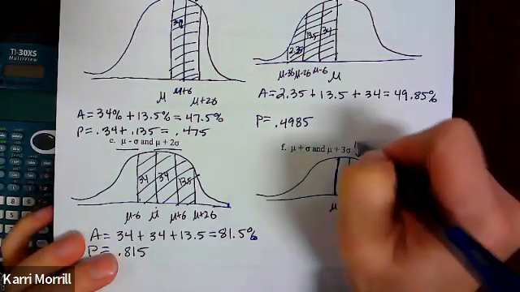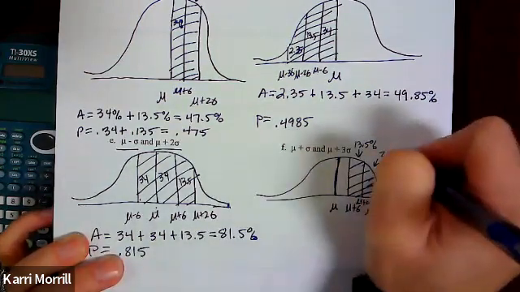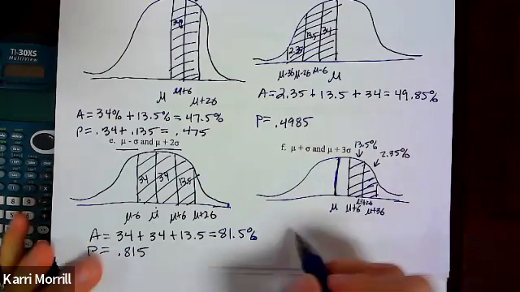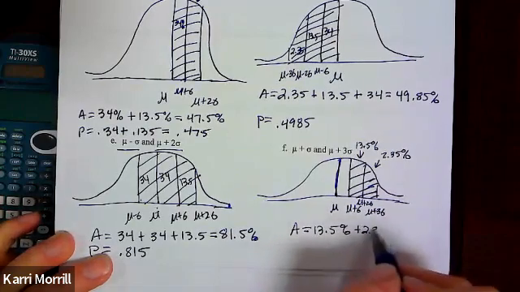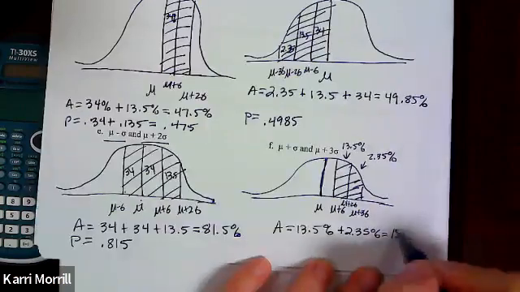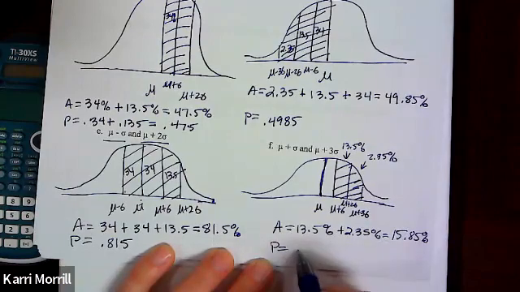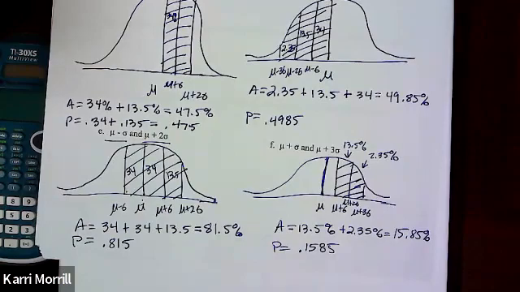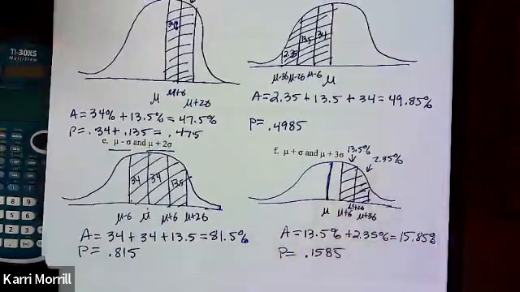So this is 13.5%. And then this section is 2.35%. So our area, we are adding 13.5% plus 2.35%, and we get 15.85%. Probability is turning that into decimal form. So hopefully that kind of gives you an idea of what we're talking about with the empirical rule.